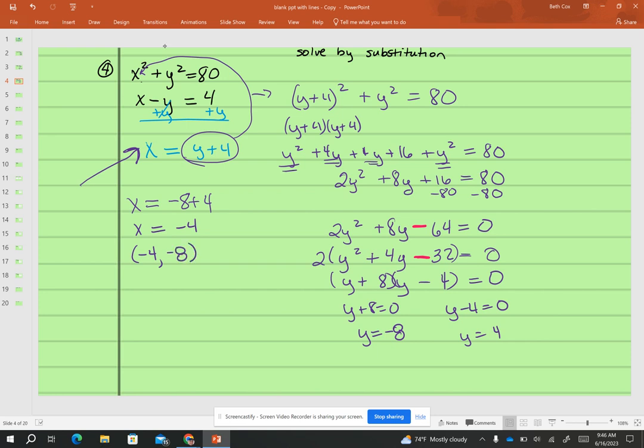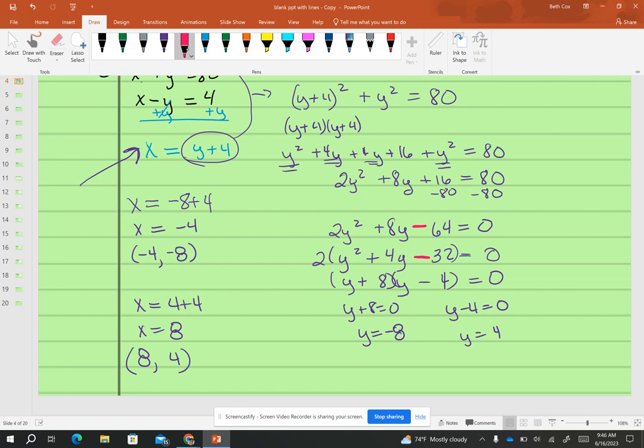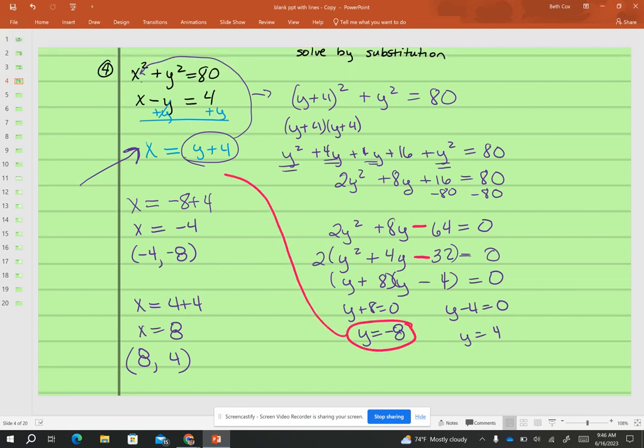And then the second one, plug in the y is 4. We'll have x equals 4 plus 4. So that means x equals 8. So again, 8, 4. So again, we're plugging back in. I'm taking this number and I'm plugging it in there.